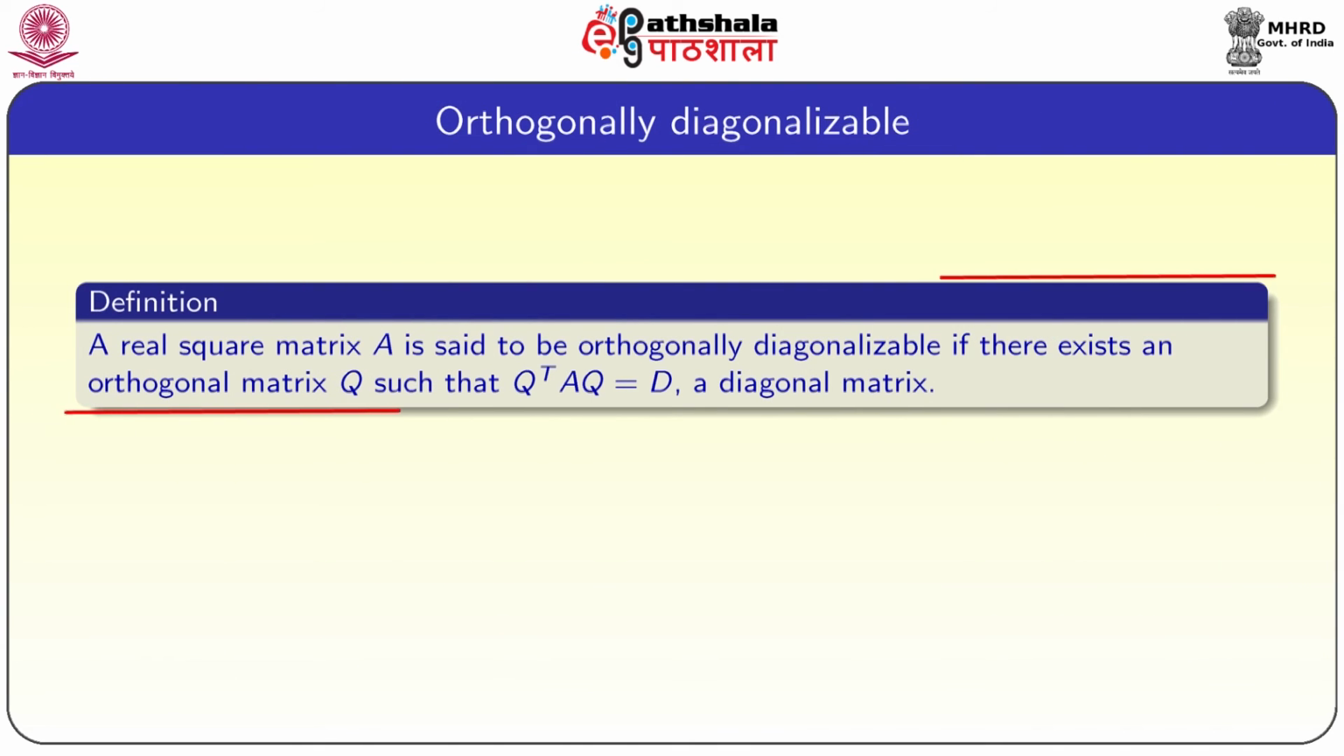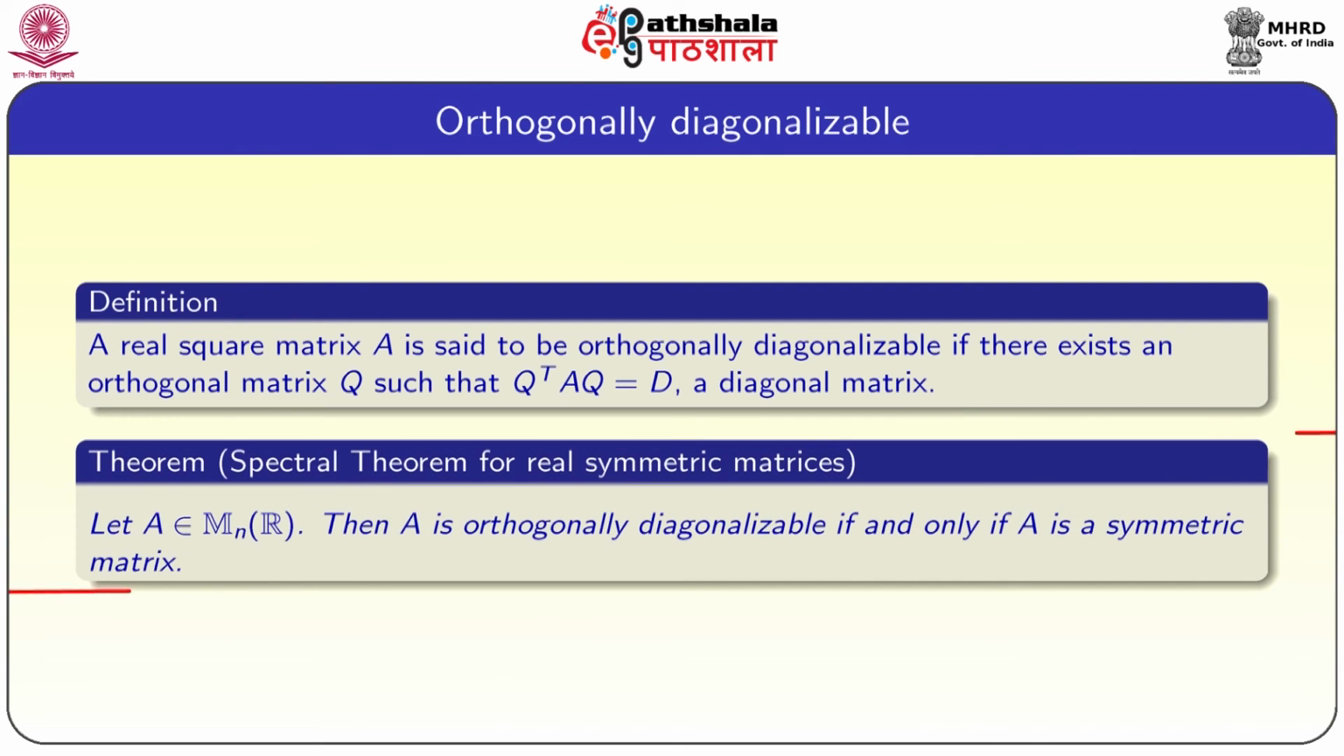Now, we are going to prove an important result. For that, we need the following definition. A real square matrix A is said to be orthogonally diagonalizable if there exists an orthogonal matrix Q such that Q transpose A Q equal to D, where D is a diagonal matrix. Spectral theorem for real symmetric matrices: A belongs to Mn(R), then A is orthogonally diagonalizable if and only if A is a symmetric matrix.